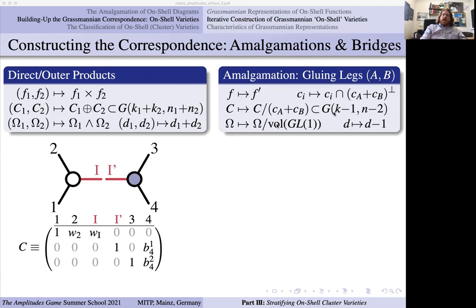You project every three vector onto a two-dimensional subspace. So you go down by one in this example. And you always lose two columns when you do this. So N goes down by two.